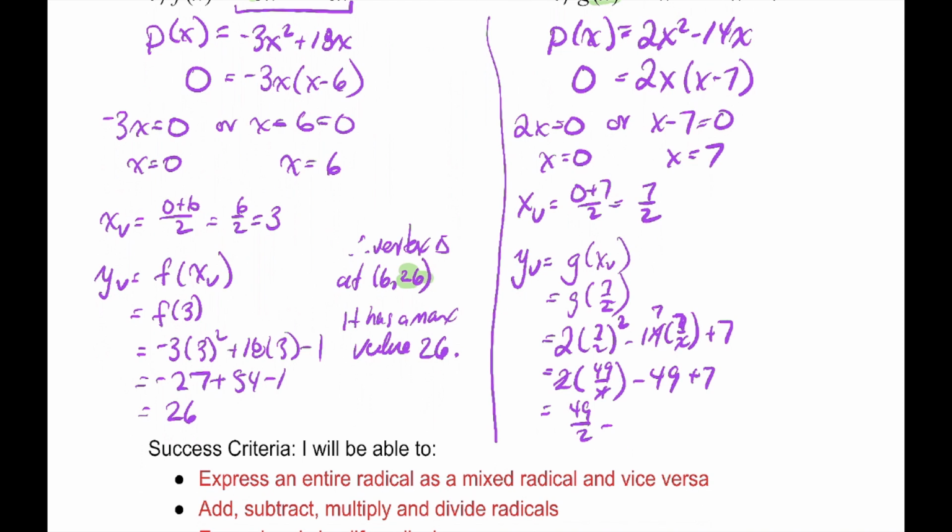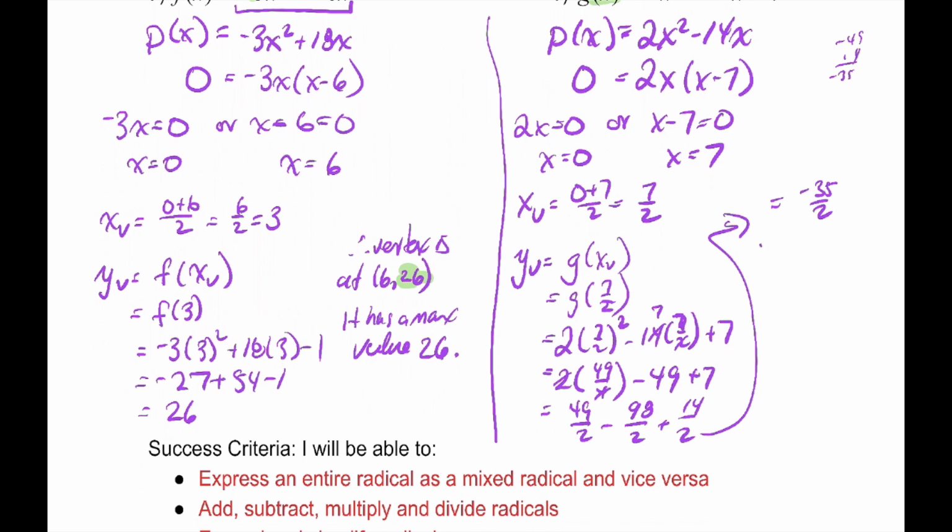So here we're going to have a common denominator of 2, so I'm going to change these right away. So it's going to be 49 over 2 minus 98 over 2 plus 14 over 2. So carrying on this work up here, 49 minus 98 is going to be negative 49, plus 14. So negative 49 plus 14, that's going to give me negative 35. So this is going to be minus 35 over 2.